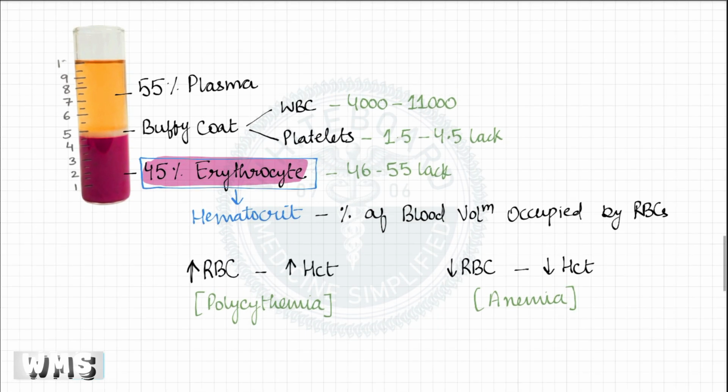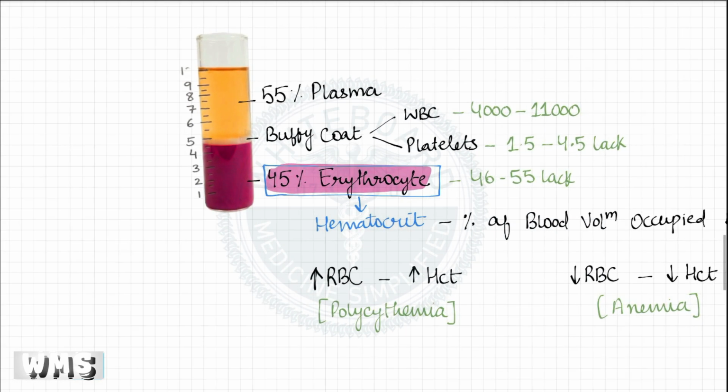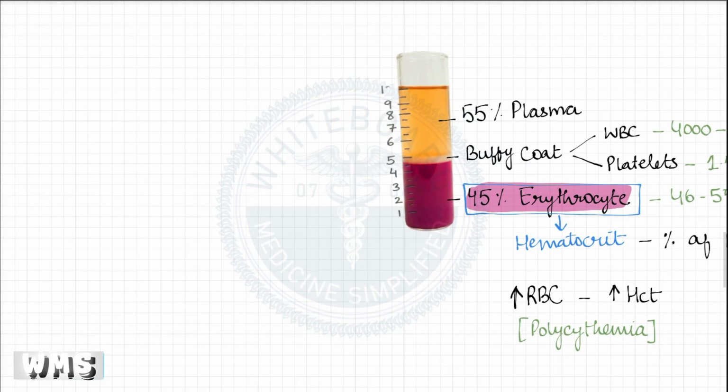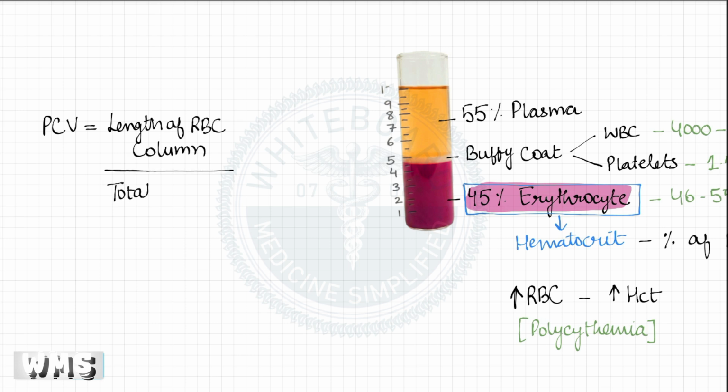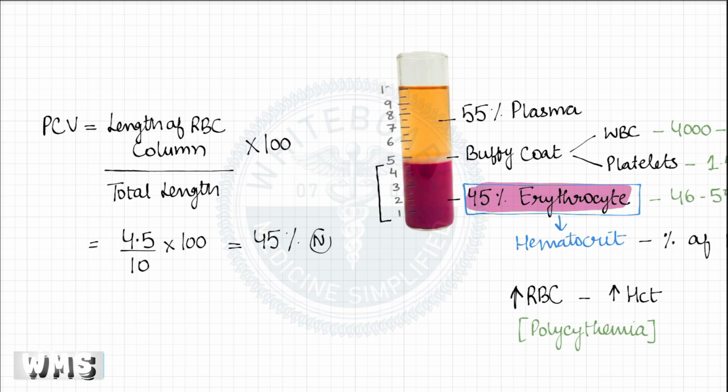But remember, hematocrit is also affected by plasma volume. So let's understand this from the formula to calculate packed cell volume. The formula is the length of the red blood cell column upon the total length of the blood sample, into 100. Suppose the length of the column which consists of RBCs is 4.5 and the total length is 10. So the PCV comes up to be 45%, which is normal.